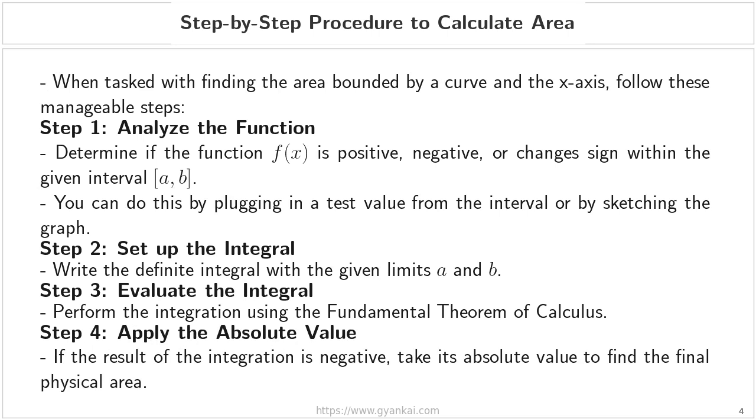Finally, step 4 is the most crucial step for this specific topic. Apply the absolute value. As we discussed in the previous slides, the integral might give you a negative result if the curve is below the x-axis. If you see that negative sign, don't panic. Just take the absolute value to convert that magnitude into the final physical area. In the next slide, we are going to walk through a concrete example together, applying these exact 4 steps to see how it works in practice.